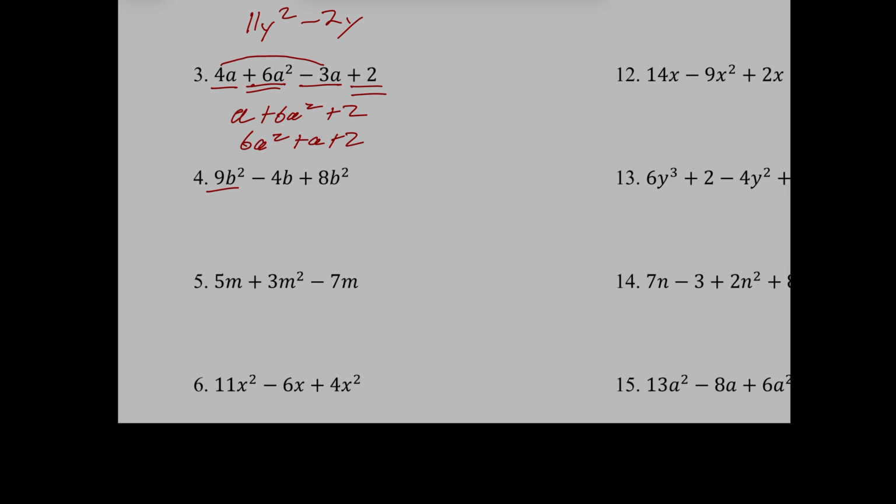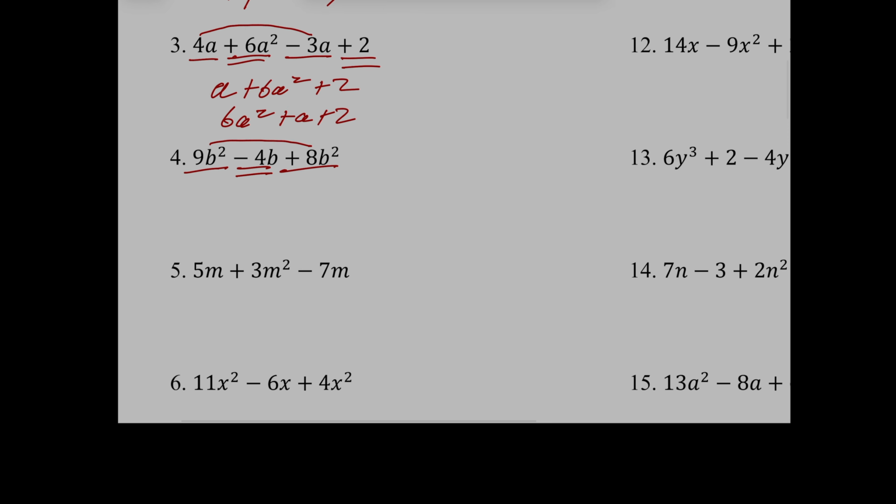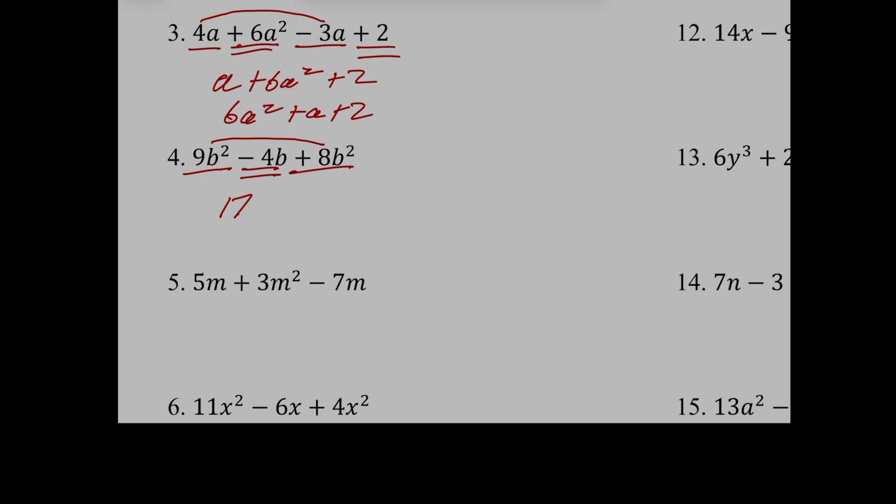All right, here I have a 9b squared and a plus 8b squared and a minus 4b. These are my like terms. So 9b squared plus 8b squared, sorry about that, is 17b squared. And I just copied down the minus 4b because he didn't combine with anybody.